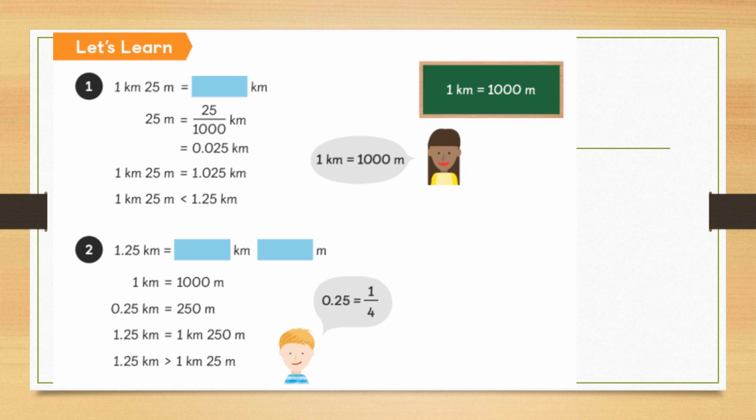All right. Another way you could do it is say that 1 kilometer is 1,000 meters. So 0.25 of a kilometer is 250 meters. So 1.25 equals 1 kilometer, 250 meters, which is more than 1 kilometer, 25 meters.